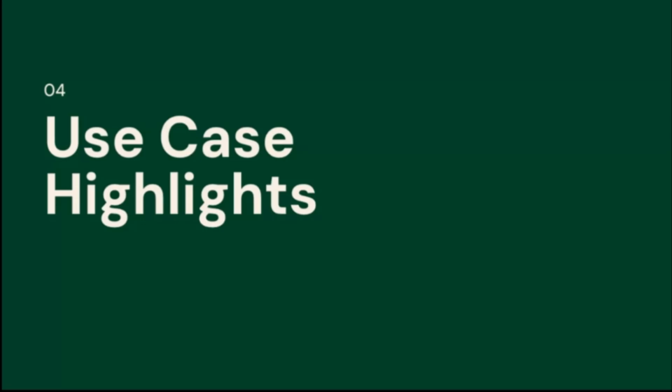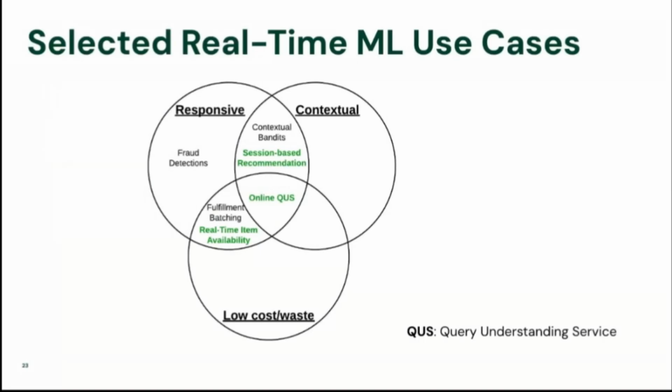Use case highlights. Since the inception of the real-time ML platform, it has been adopted by a diverse set of ML services. I listed some of them here. They range from item availability for inventory predictions and fulfillment, and batching optimizations, to recommender systems such as session-based recommendation and query understanding, and even fraud detection.